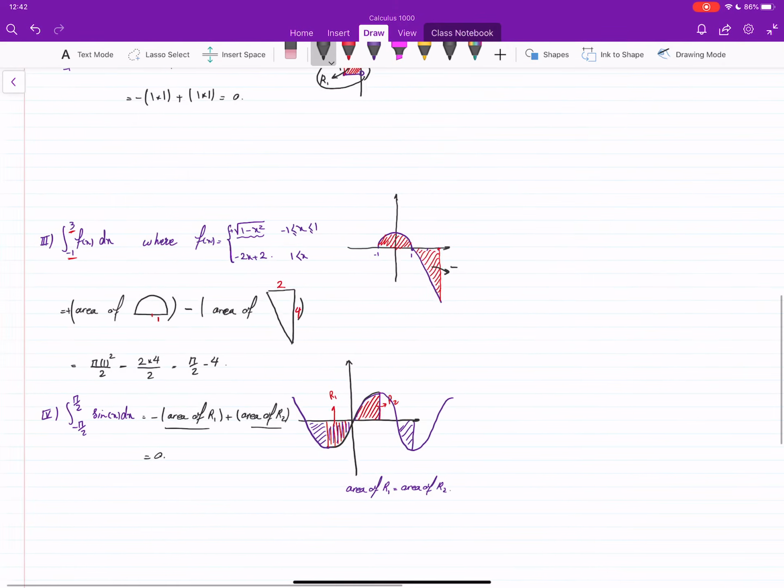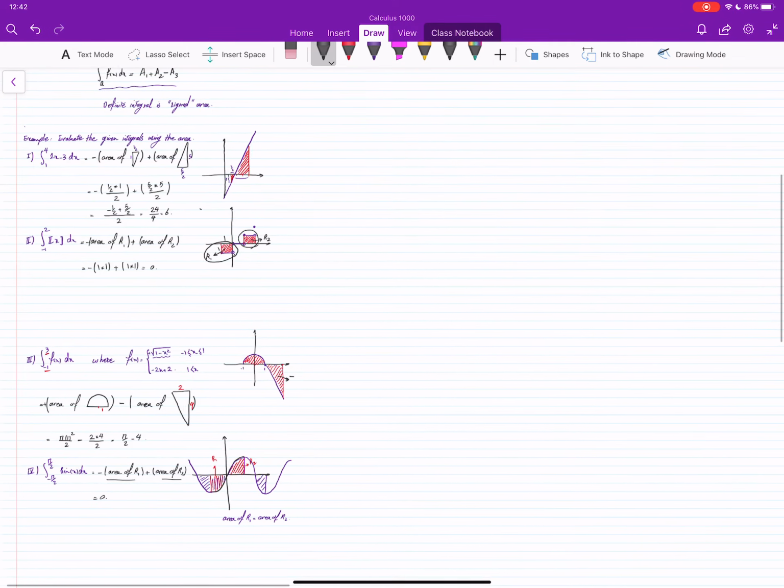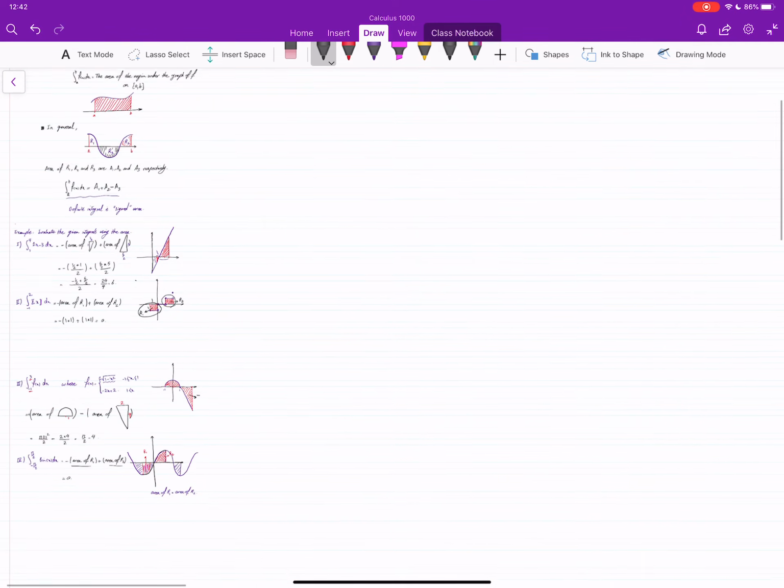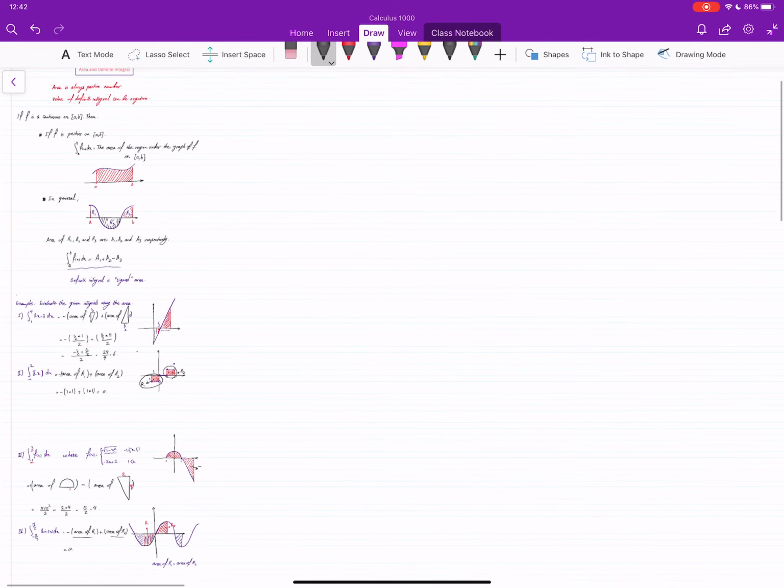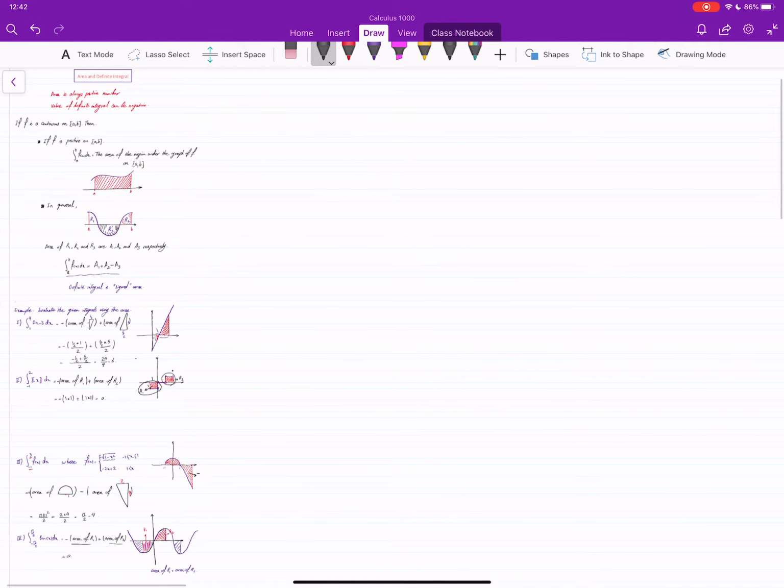Well, I hope that you have seen enough examples now to be able to do some definite integrals using the area of the regions between the graph of a function and the x-axis.